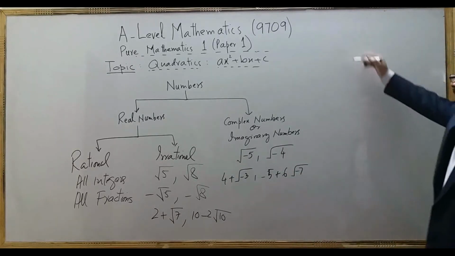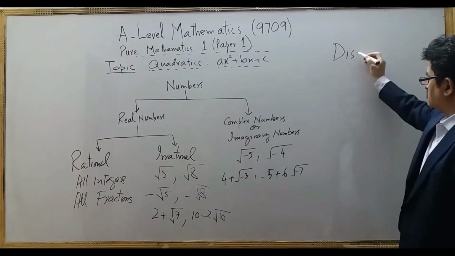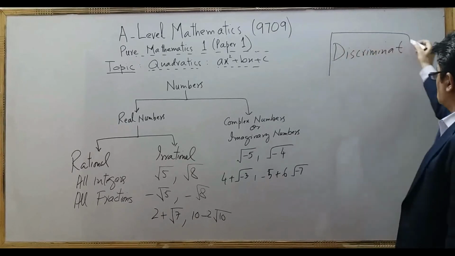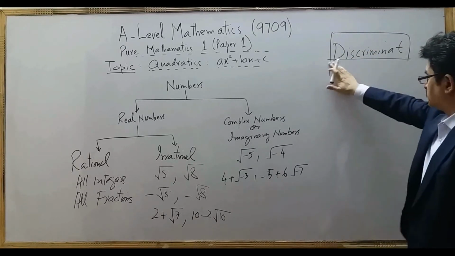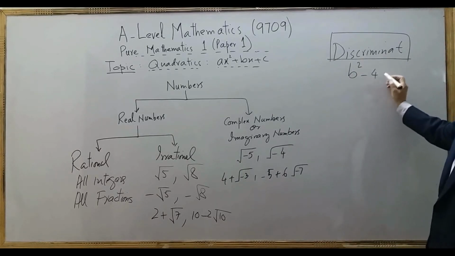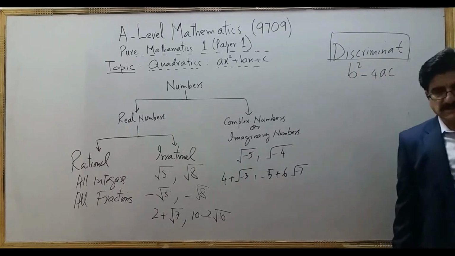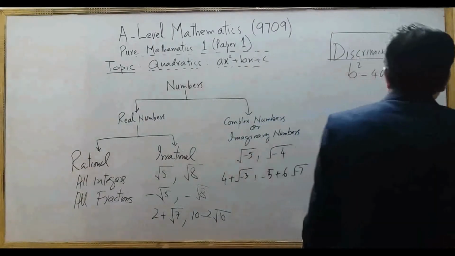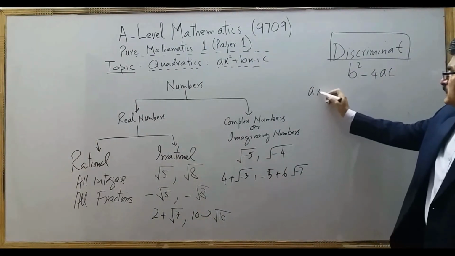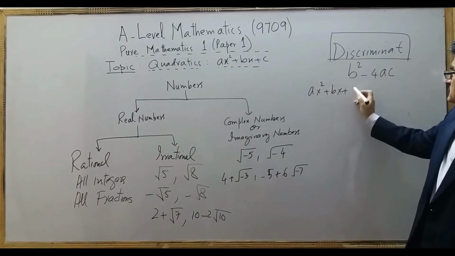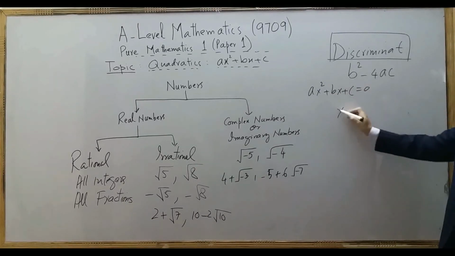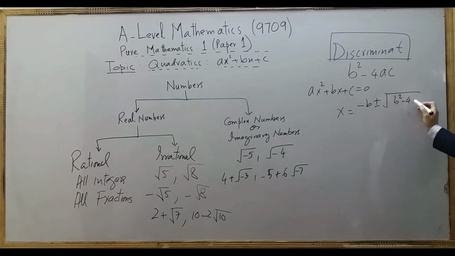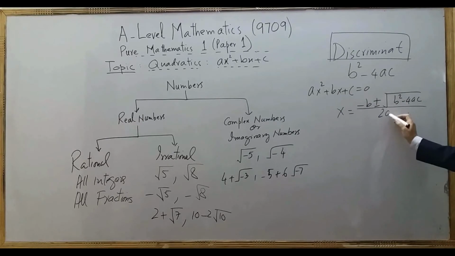Then we have what is the discriminant. Discriminant is b square minus 4ac. This expression is called the discriminant. Now see from where it comes. When we have a quadratic equation ax square plus bx plus c equal to 0, then we have a quadratic formula. You are familiar with it. It is minus b plus minus the square root of b square minus 4ac, whole divided by 2a.